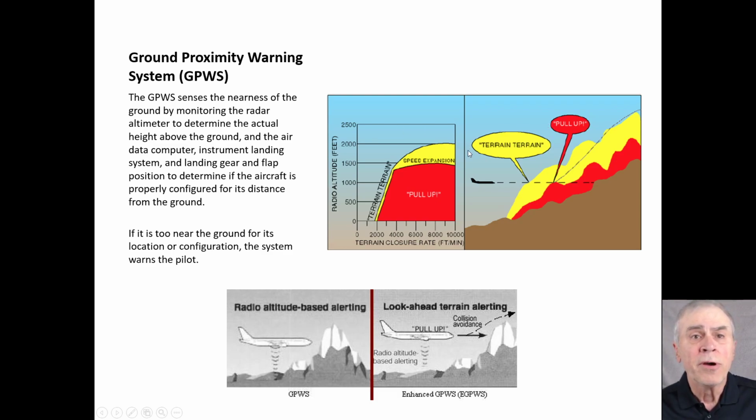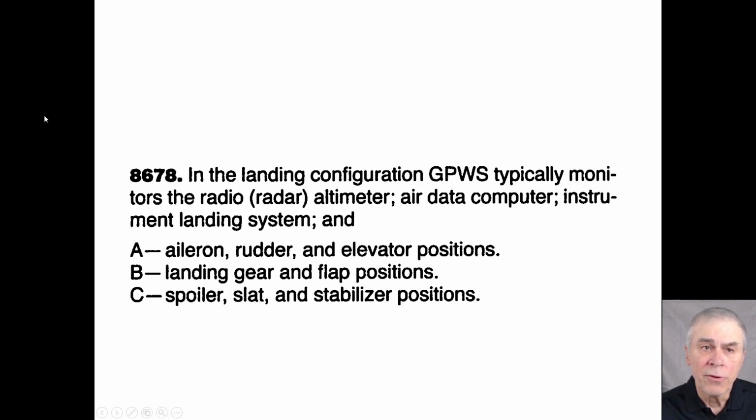All right, that's GPWS. There's not much that we even cover with that. There might be one question. That's why I'm going through it. Oh, here's the one question. In the landing configuration, GPWS typically monitors the radar altimeter, air data computer, instrument landing system, and A, aileron, rudder, and elevator positions, B, landing gear and flap positions, or C, spoiler, slat, and stabilizer positions.